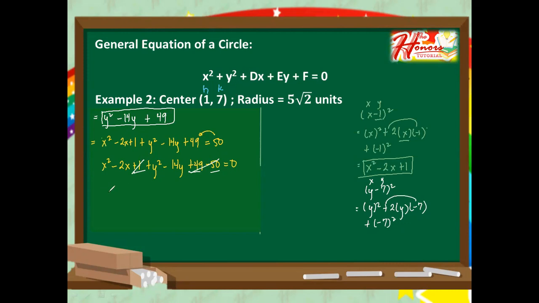And then let's have the general equation. So that is x squared plus y squared. D is minus 2, so minus 2x. E is minus 14, so minus 14y. And f, we don't have f because it is equal to 0. So this is our final answer. So that's it for our part 2 for the general form of a circle.